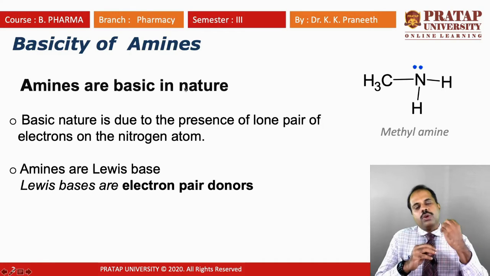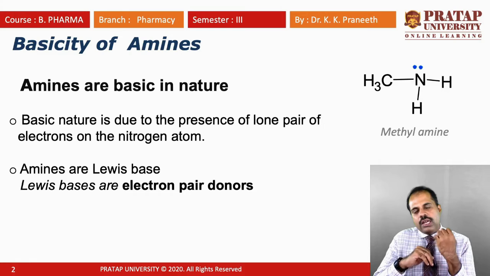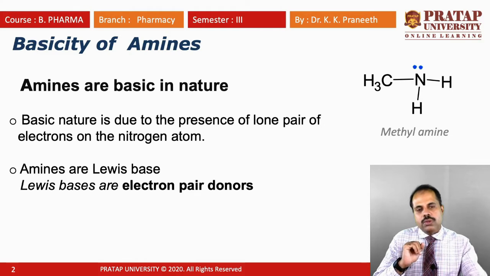Base means it can donate electrons, or it can release the OH minus ion, the hydroxide ion. So the basic nature is due to the presence of the lone pair of electrons on nitrogen. Amines are also Lewis bases. What is a Lewis base? Lewis bases are electron pair donors; they can give the electron pair. So amines are Lewis bases because they contain a lone pair and can donate it easily. This is an important concept you have to remember.